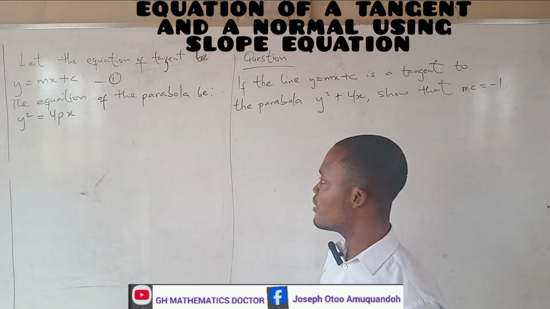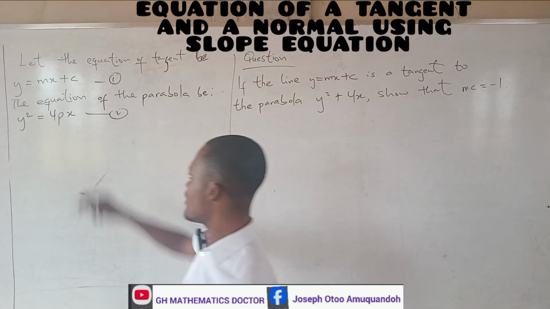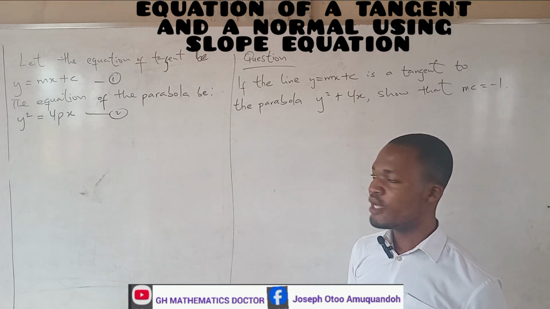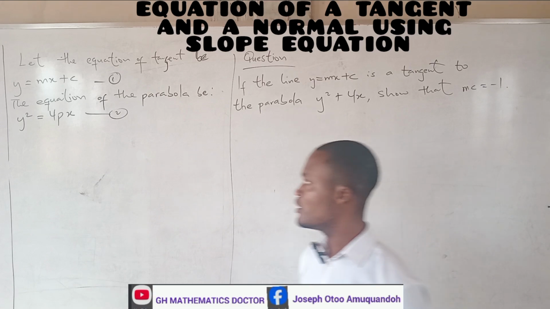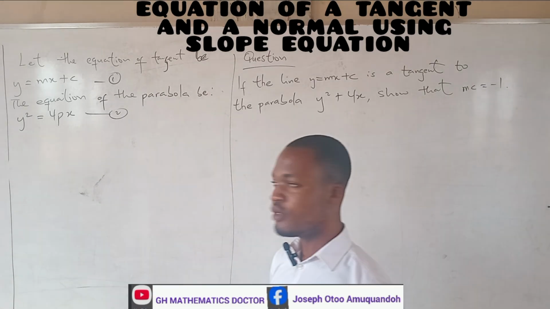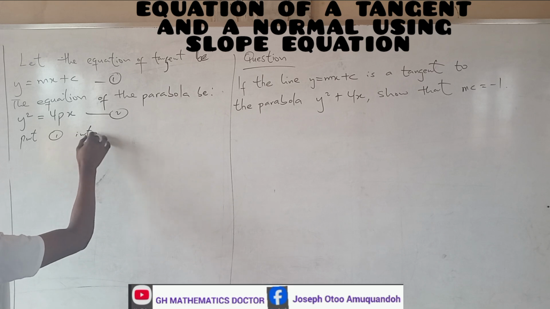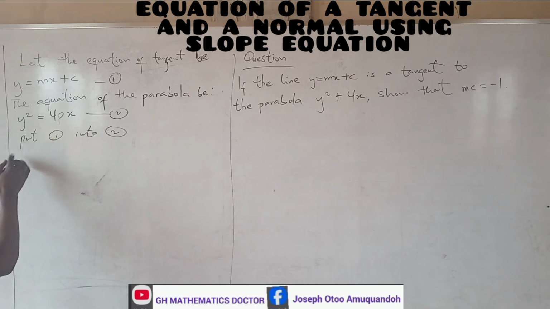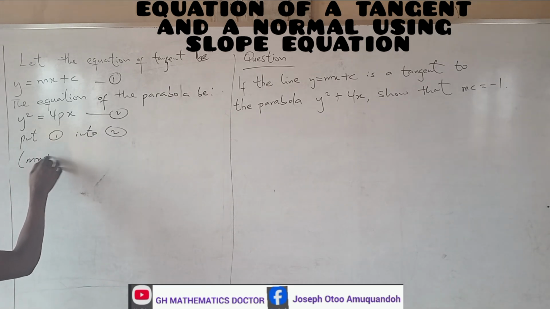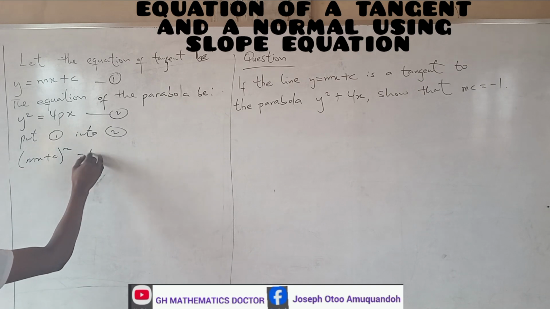Then the equation of the parabola is y squared equals 4px. So we have to solve these two equations simultaneously. We are going to put equation 1 into equation 2, and we are going to get (mx plus c) squared equals 4px.